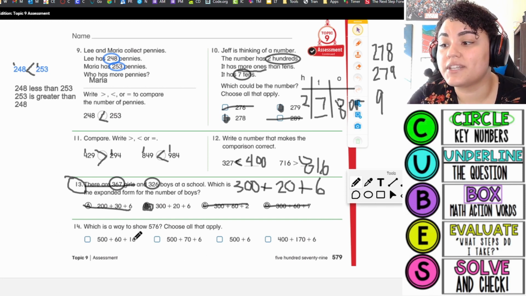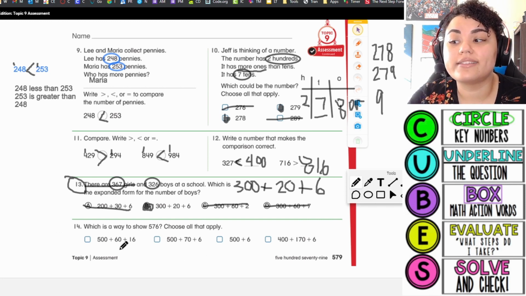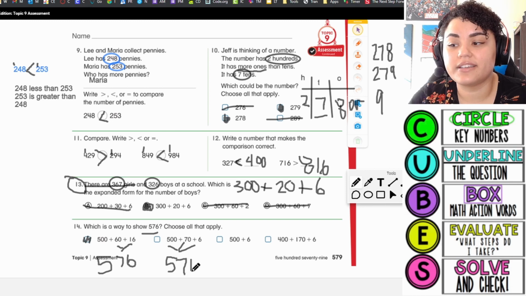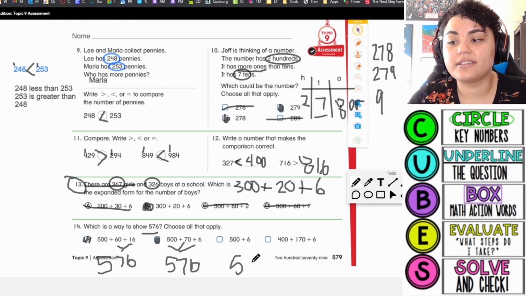But these are all different ways to do expanded form, so let's see. 500 plus 60 plus 16. Check this out. So what is 60 plus 16? 1 ten plus 6 tens is 7 tens. 0 plus 6 is 6. So 500 plus 76 is 576. So this one is correct, actually. Now let's combine all these. 500 plus 70 plus 6 is 576. So that's correct. 500 plus 6 is 506, so that's incorrect.